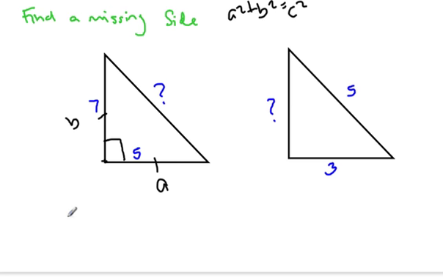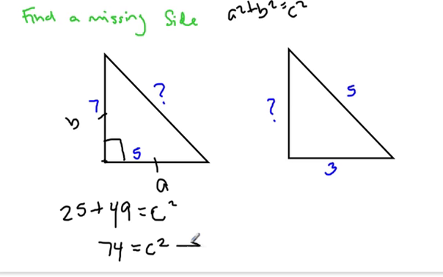A is 5, so a squared is 25. B is 7, so b squared is 7 times 7, or 49. Add these up and we should get c squared. Let's try it. 25 plus 49, that is 40 plus 20 is 60, plus 5, 65, plus 9, 74. So c squared is 74. This means to find c, we take the square root of 74, and that's our answer. C equals the square root of 74.